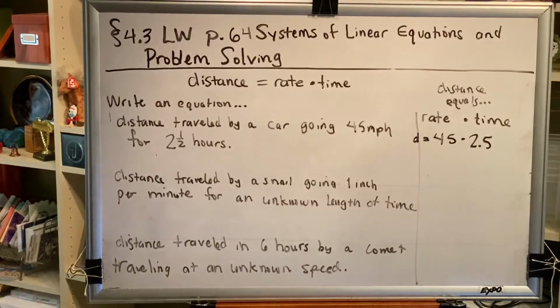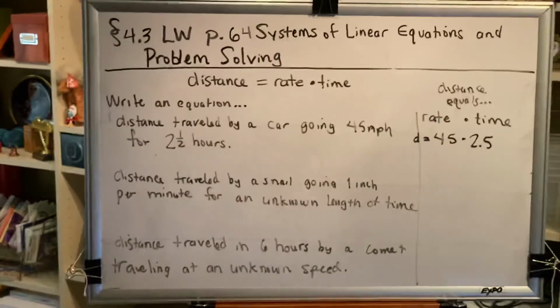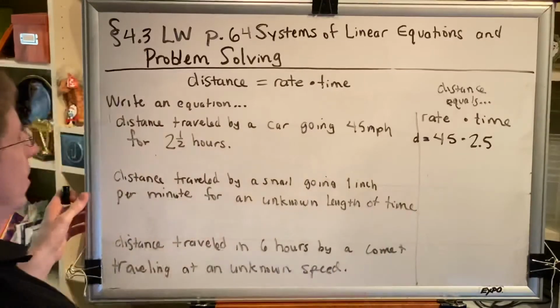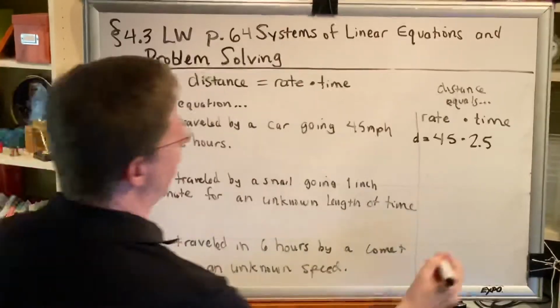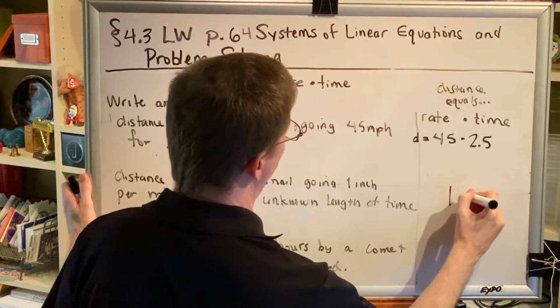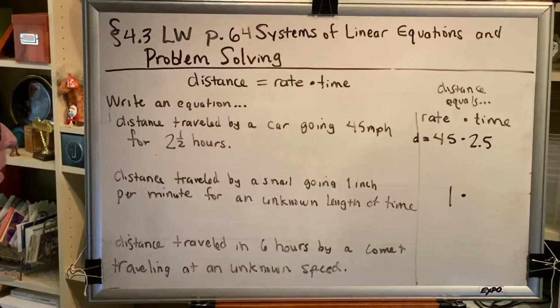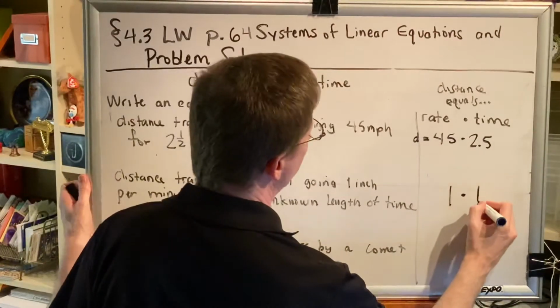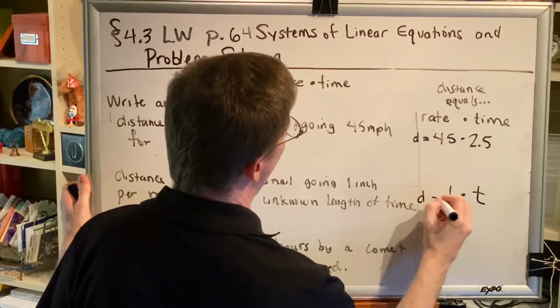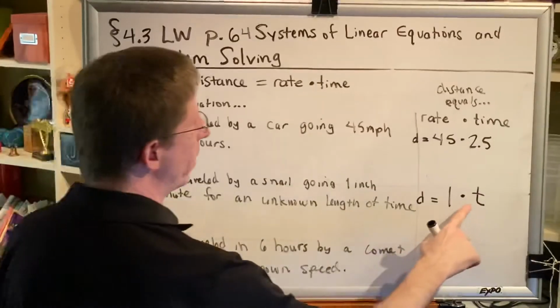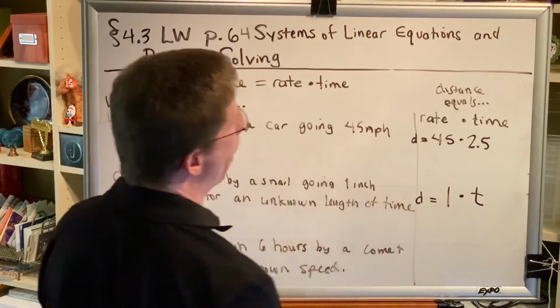Okay, next one. Distance traveled by a snail going 1 inch per minute for an unknown length of time. Let's fill in what we know. The rate is the speed, 1 inch per minute. So that's going to be 1. For an unknown length of time, that means we're going to need a variable there, so we'll just leave that as t. So the distance traveled by a snail going 1 inch per minute for an unknown length of time will be 1 times whatever the time happens to be.